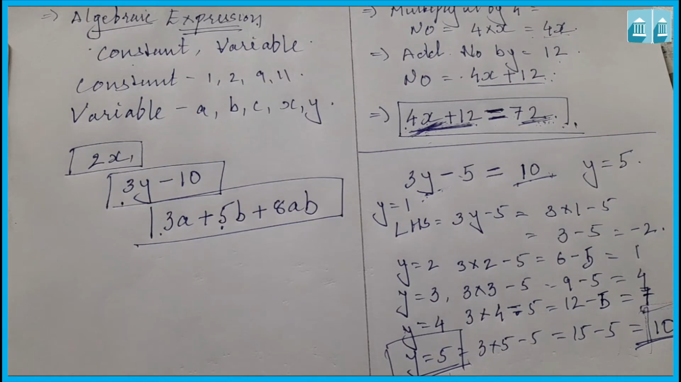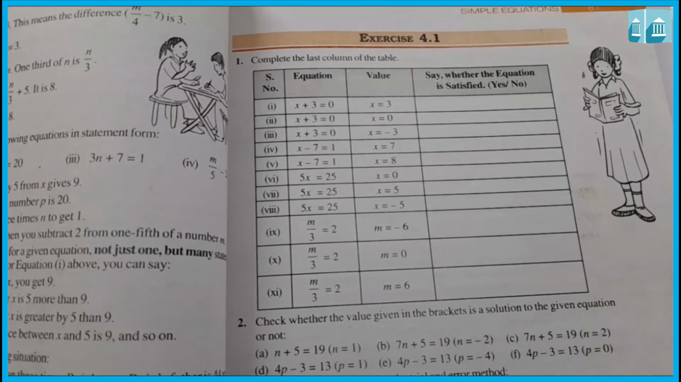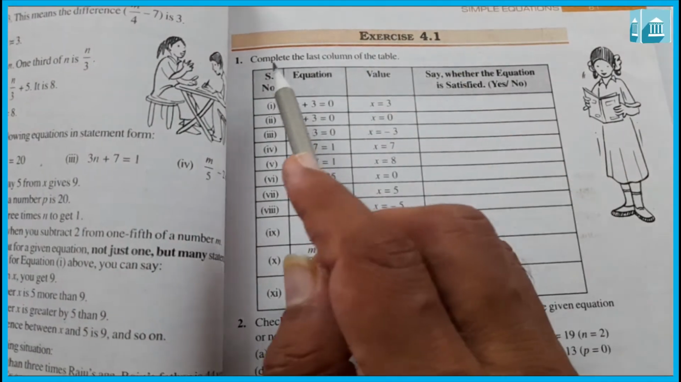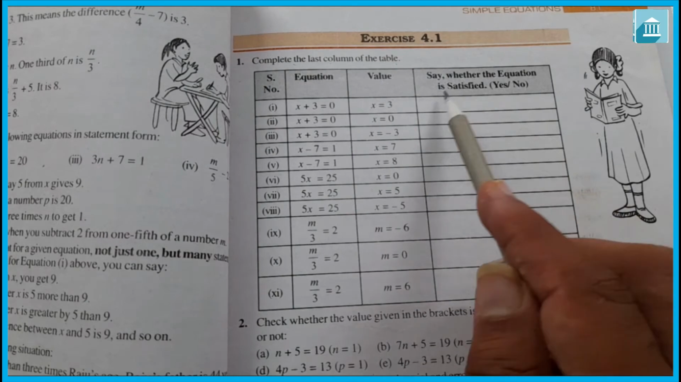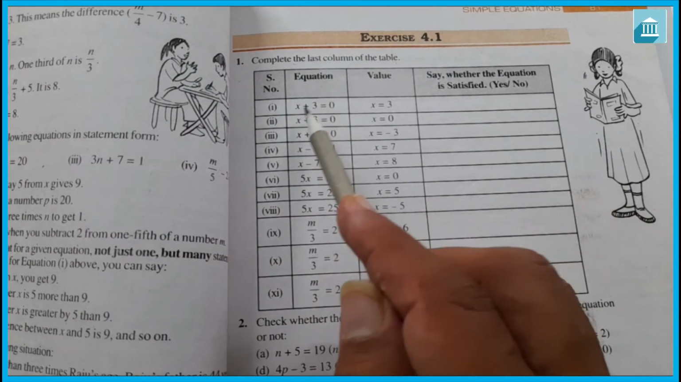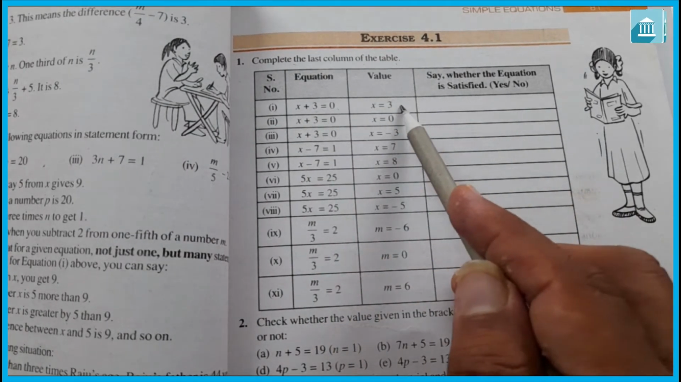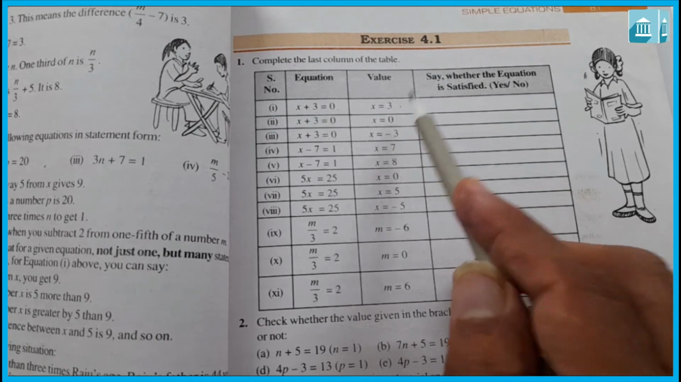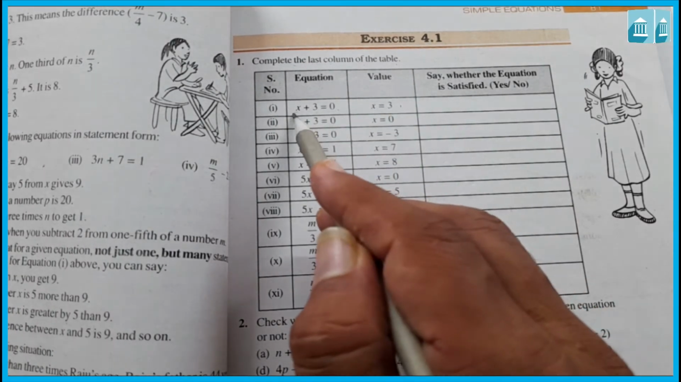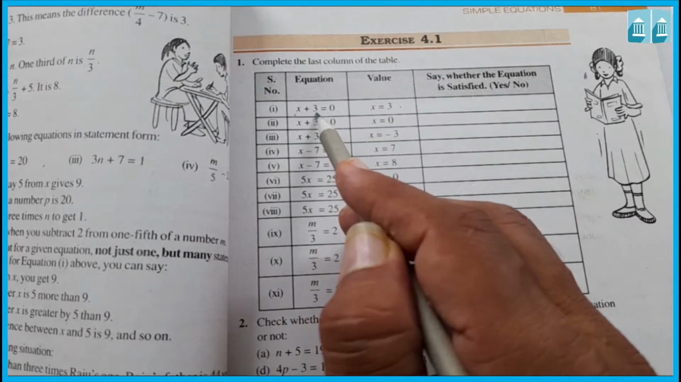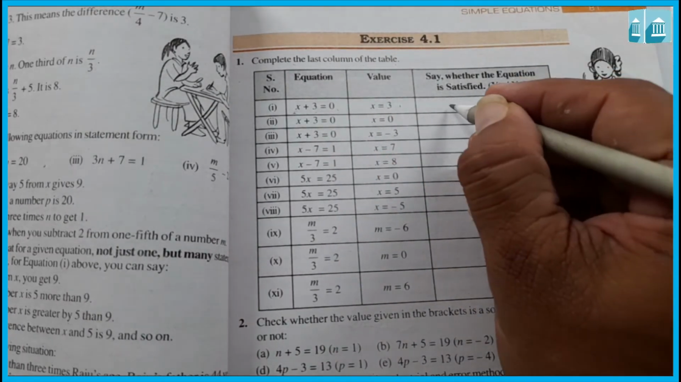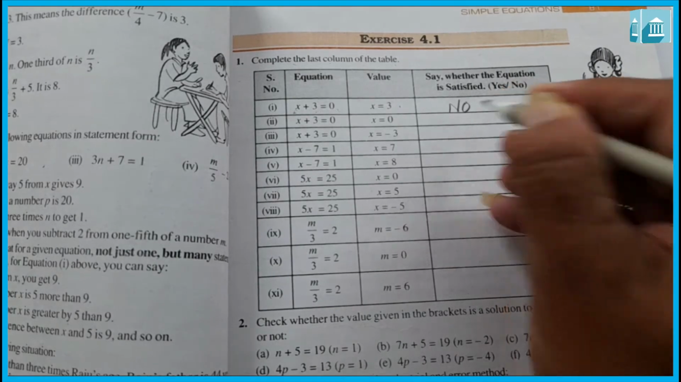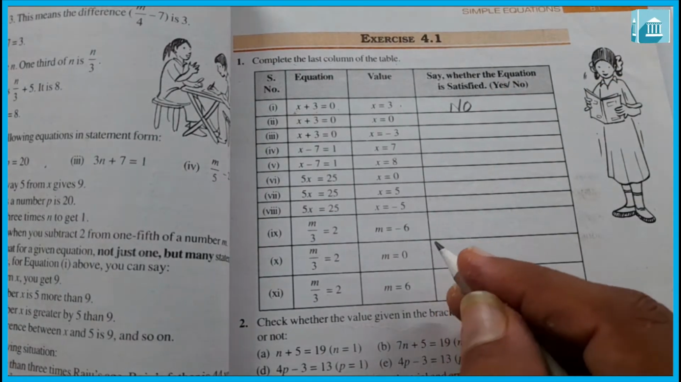Now let us do exercise 4.1. In exercise 4.1, the first one is to complete the last column of the table. We have to complete this column. Here the equation x plus 3 is given and the value x is equal to 3. So if we put x is equal to 3 here, then it will be 3 plus 3, which is equal to 6, which is not equal to 0. So we can say that the equation is not satisfied. So we write here no.